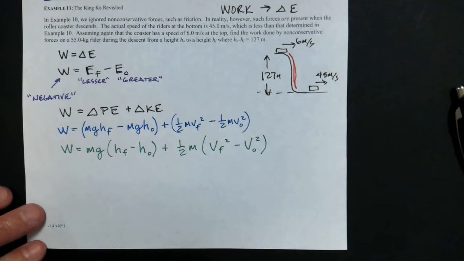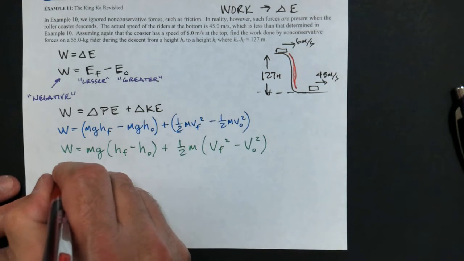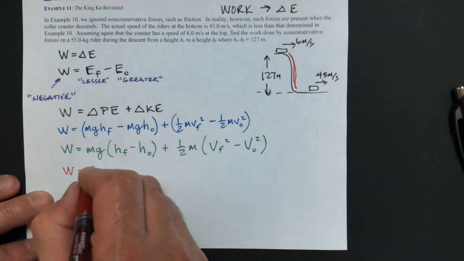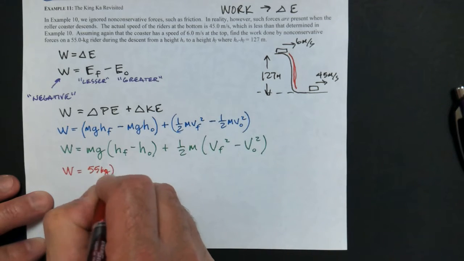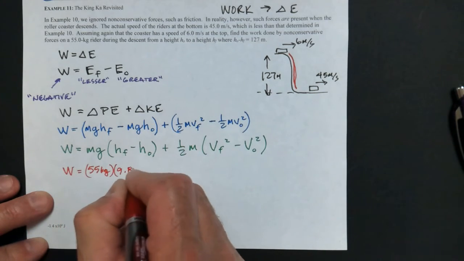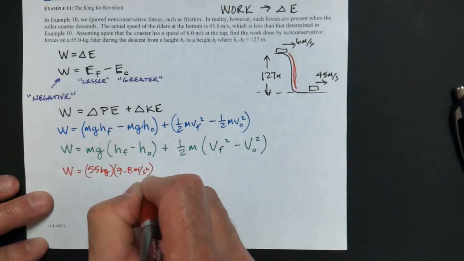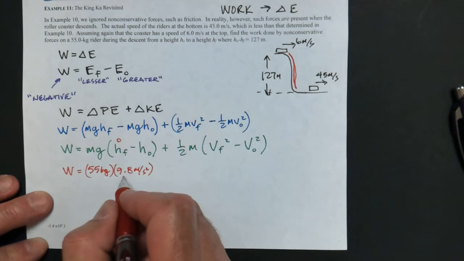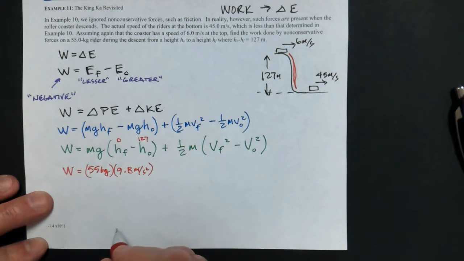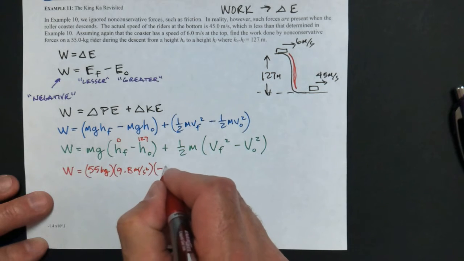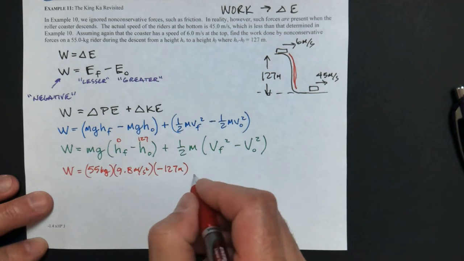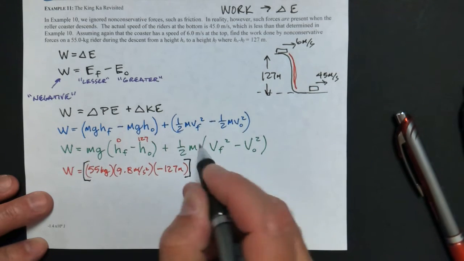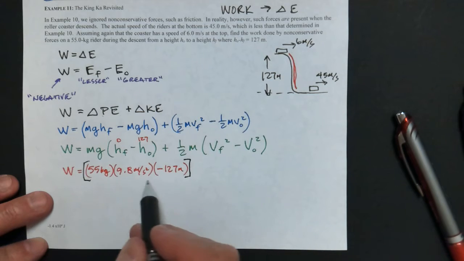Okay? Now, it's easiest to see if we go W equals, what do we got? Well, we got 55 kilograms times 9.8 meters per second squared times what's in this parentheses. Well, h final is 0, h naught is 127, right? So that means this is going to be negative 127 meters. All of that, and let's just put that in brackets, because that's the change in potential.